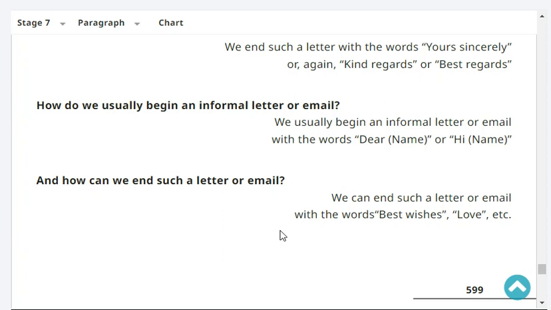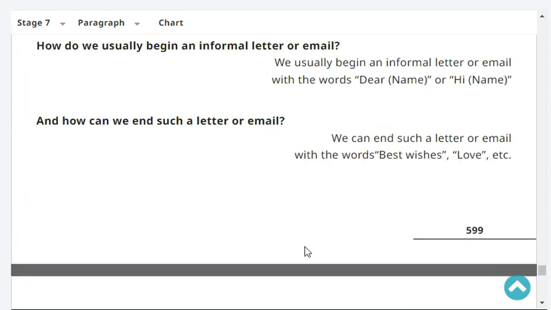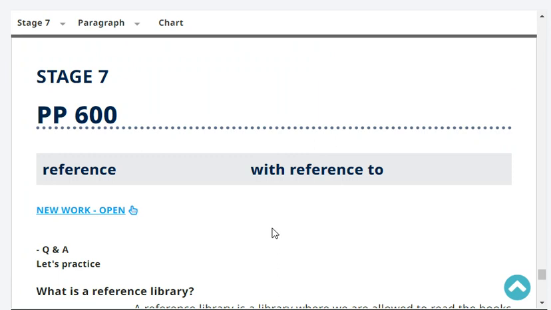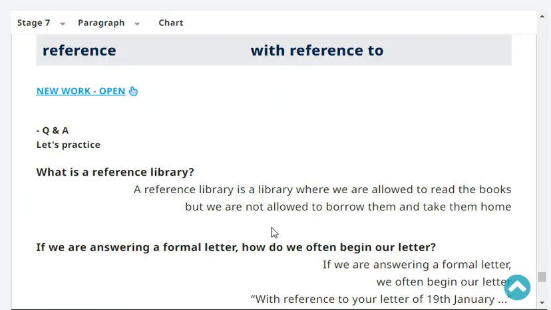Then how can we end such a letter or email? We can end such a letter or email with the words best wishes, love, etc. Very good.